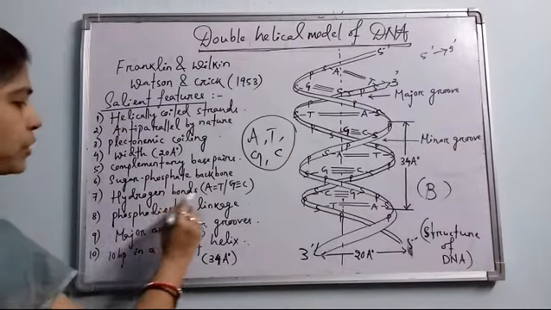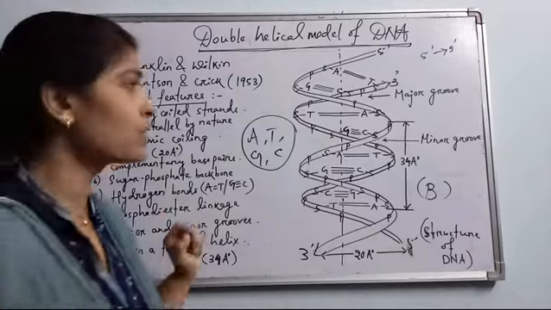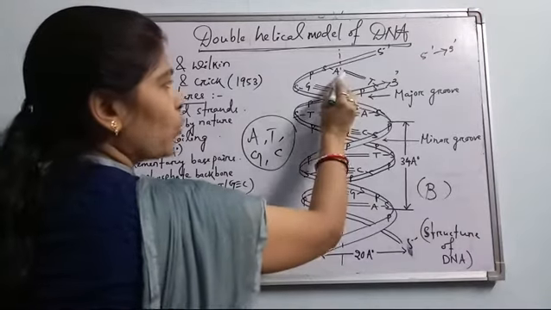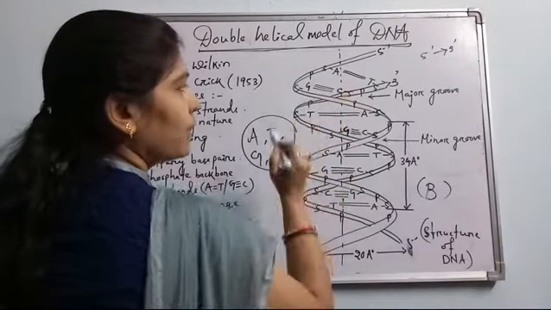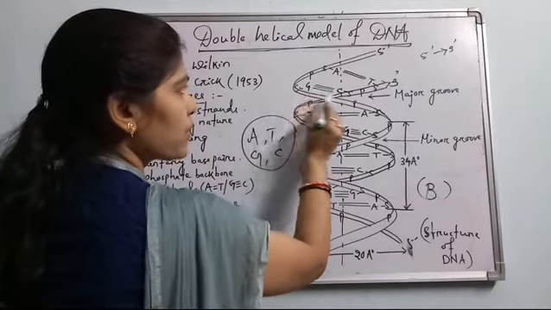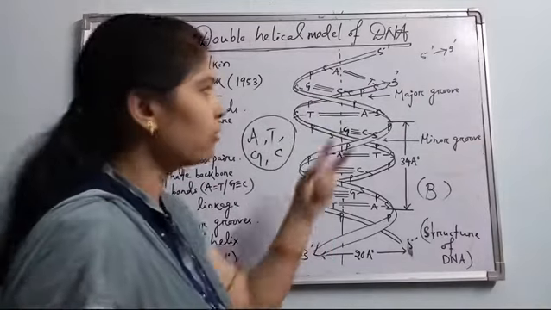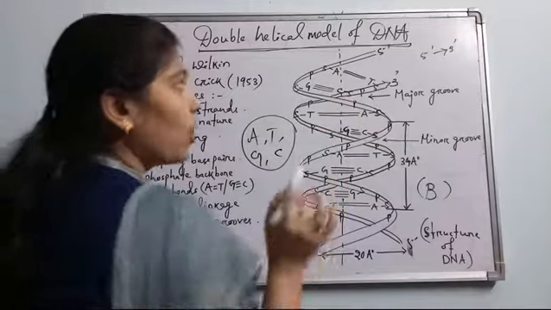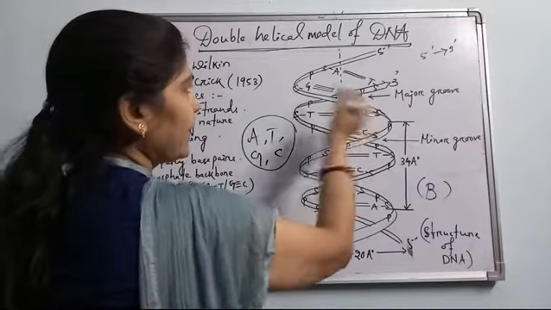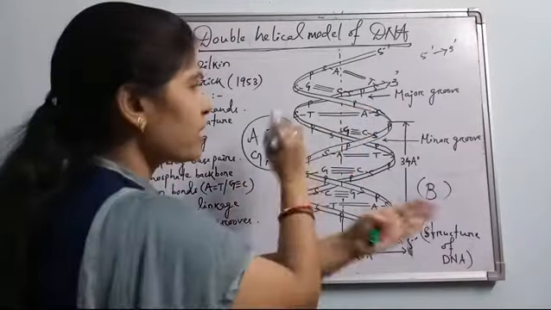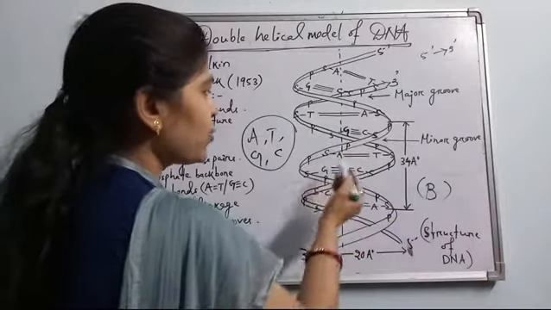Then about the hydrogen bonds. What are these hydrogen bonds? There are 2 hydrogen bonds between adenine and thymine, and 3 hydrogen bonds between guanine and cytosine, and vice versa. It is not only A, T and G, C that are present; the vice versa, T, A and C, G, is also there.